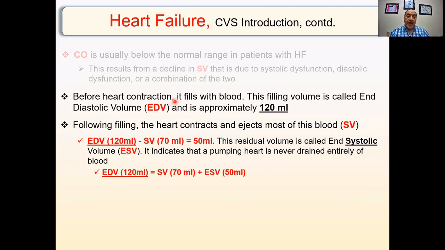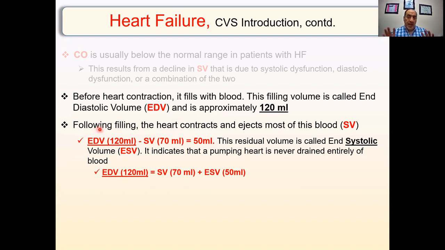Before the heart contraction, the heart fills with blood. Right before systole, right before contraction, the heart fills with blood. This filling volume is called end diastolic volume. The name speaks for itself, right? End diastolic volume. So at the end of the diastole, the heart will fill with blood, ready for the systole. And it's approximately 120 milliliters. This end diastolic volume, I'm sorry.